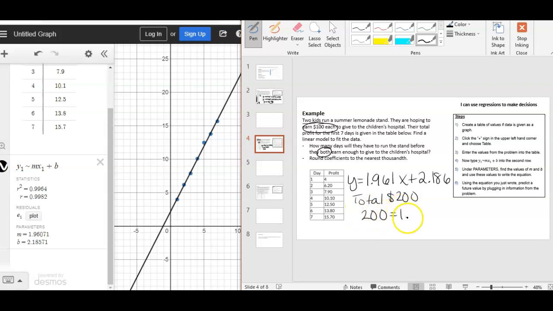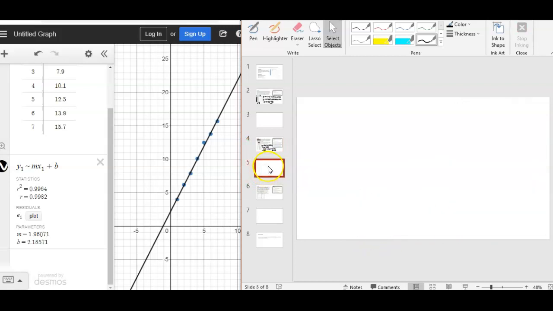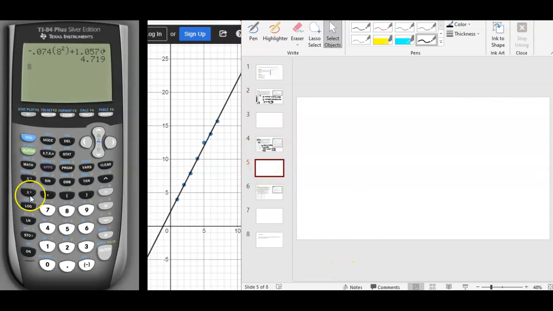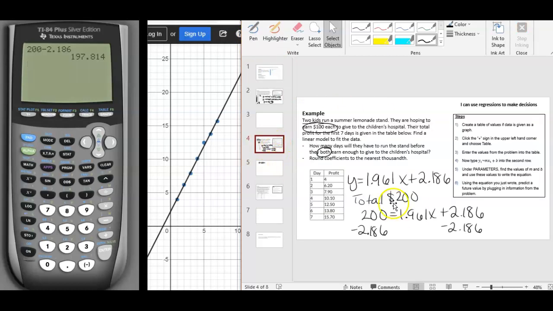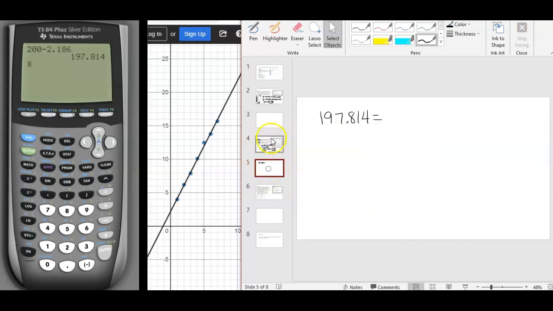So we can say 200 equals 1.961x plus 2.186. And we can just solve this like we would solve any other linear equation, right? We can just subtract 2.186 from both sides. And so on the left side, we'd have 200 minus 2.186. And that's going to give us 197.814 equals, and then on the right side, all we have left is 1.961x.